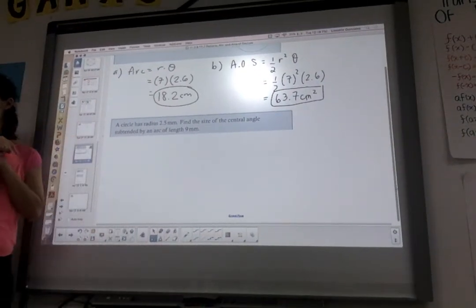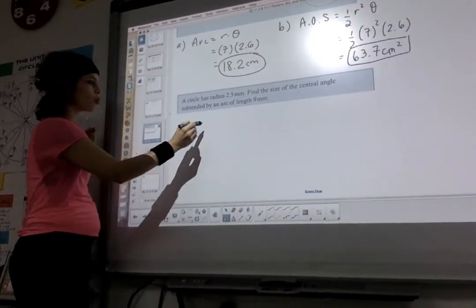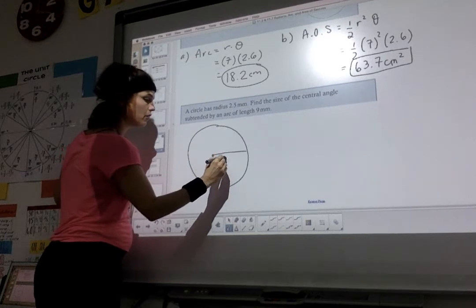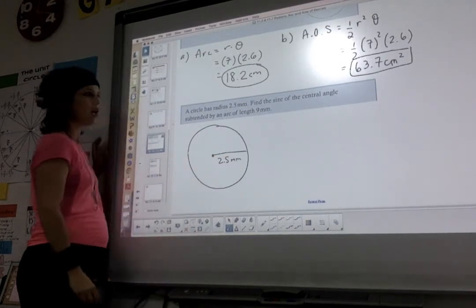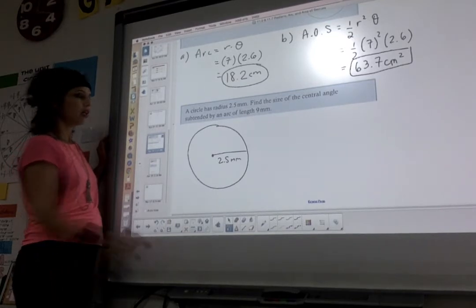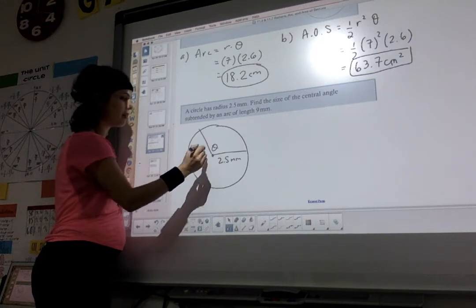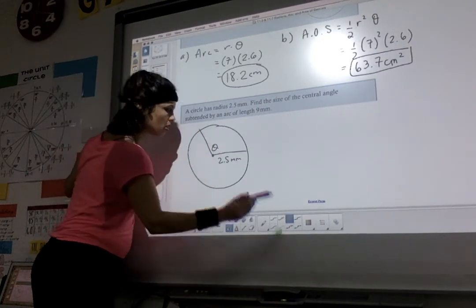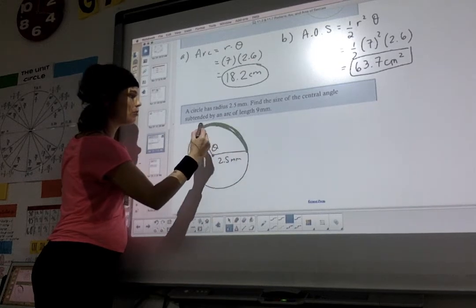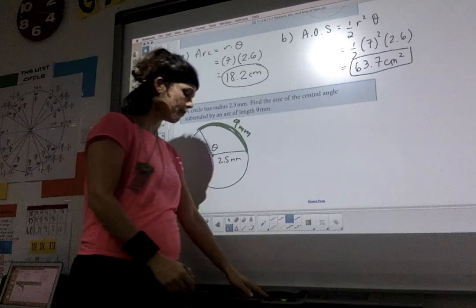Okay, I will draw a picture for what they're telling you because it helps to see it. So go ahead and draw a circle with a radius of 2.5 millimeters. It says find the central angle. So find theta if this arc, the arc they're telling you, is 9 millimeters. So how do you find theta?